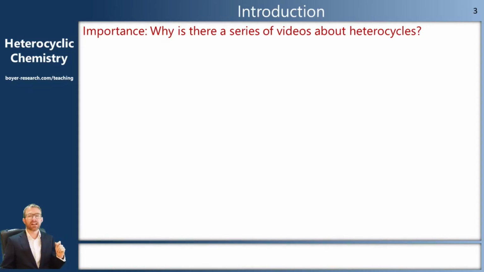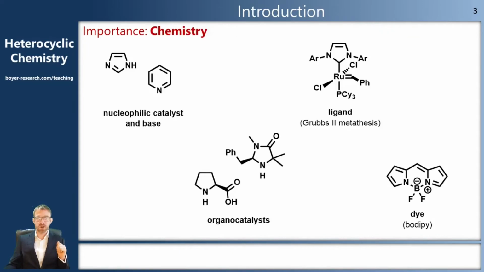But why is it that there is a series of videos about heterocycles? Well, for a start, we can look at chemistry. We can find useful heterocycles across several different areas in chemistry. Heterocycles themselves can be used as nucleophilic catalysts and bases. They can be used as ligands for some of the most important transition metal catalysts. They can be used to mimic nature in organic catalysis, or in general they have useful properties for things like molecular labeling as a dye.